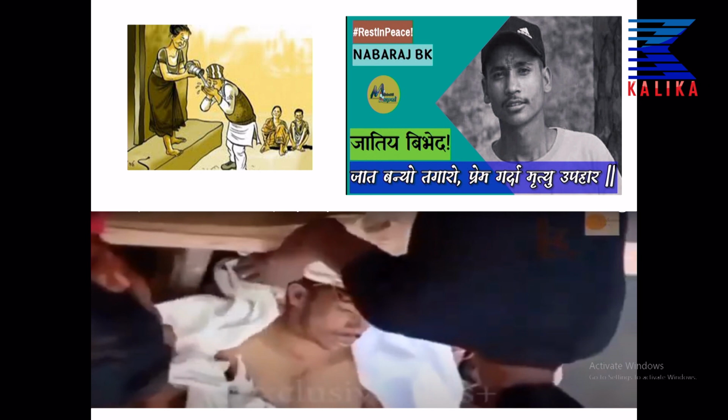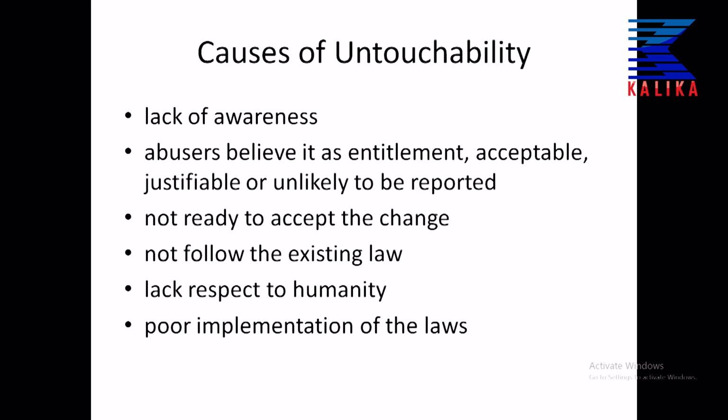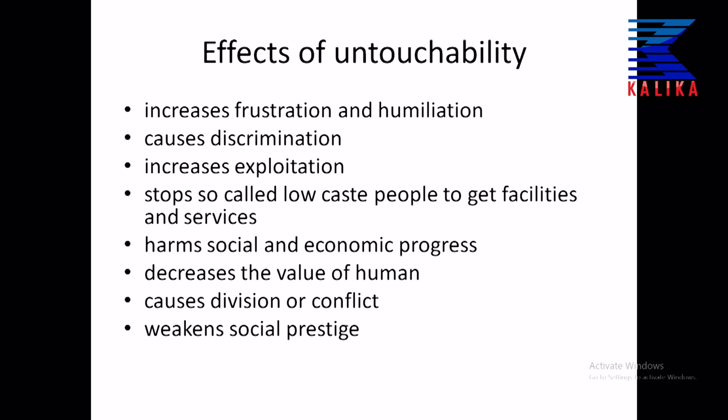This is causes of untouchability. What causes untouchability in the society? Lack of awareness. Abusers believe it is entitlement, acceptable, justifiable and not reported. So they do. Not ready to accept the change, not follow the existing laws, lack respect to humanity and poor implementation of laws.